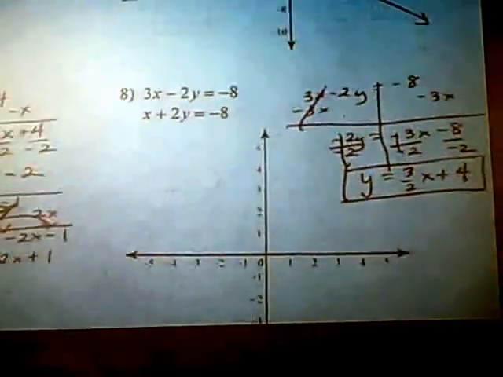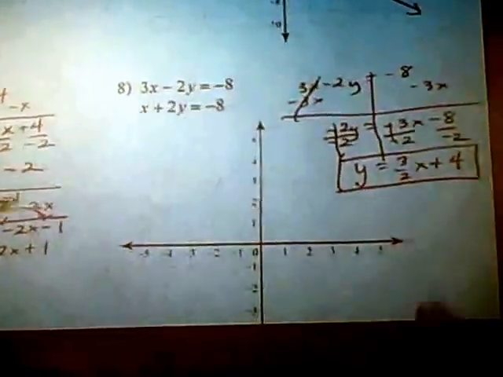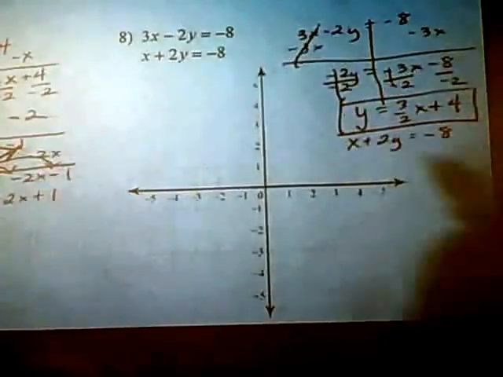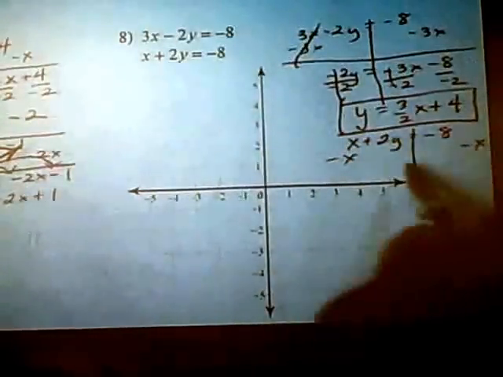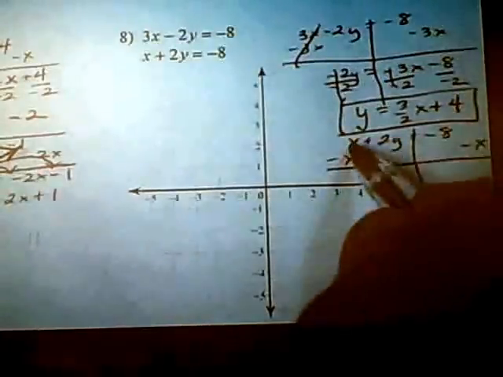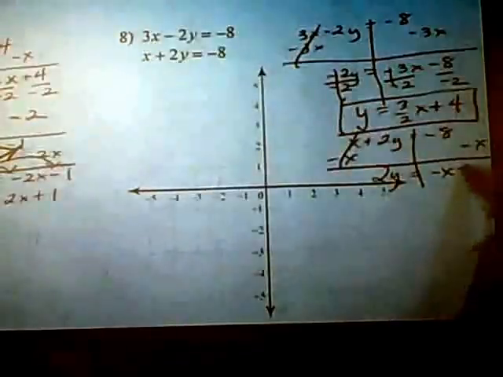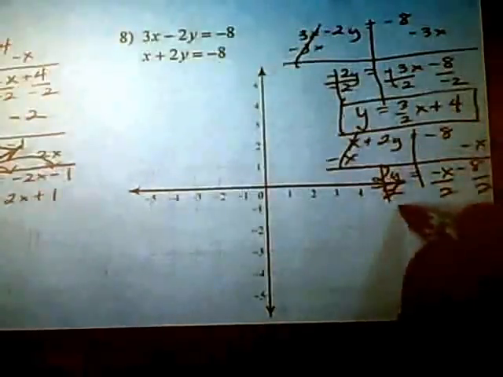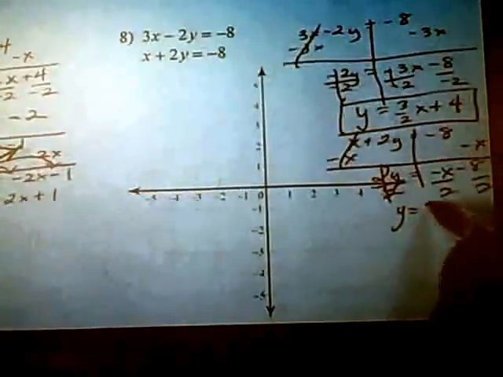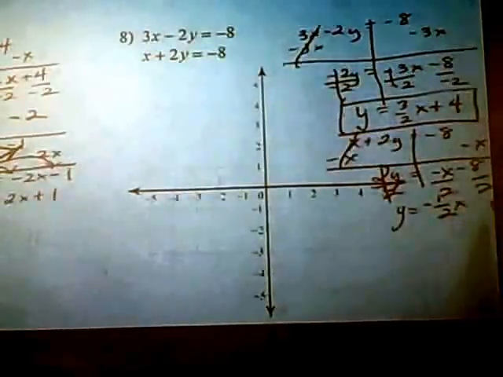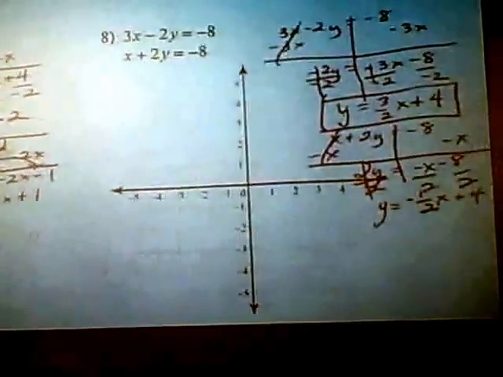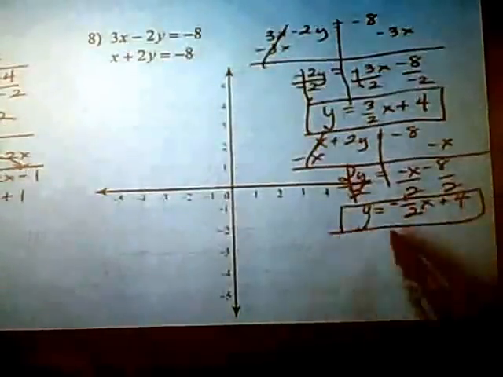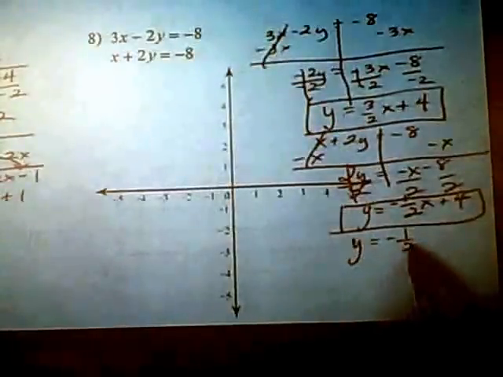Now let's solve the other one to see what it comes out to be. I have x plus 2y equals -8. I'm going to subtract x from both sides. It's going to cancel, leaving me with 2y equals -x minus 8. Divide both sides by 2. That cancels, leaving me with y equals -1/2 x plus 4. Sorry, that's off the screen a little bit, so I'm going to rewrite this so you can see. It's y equals -1/2 x plus 4.